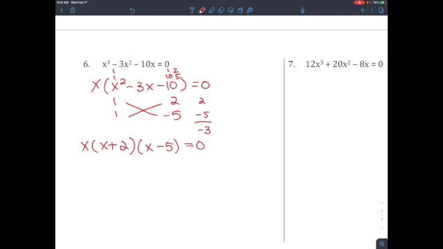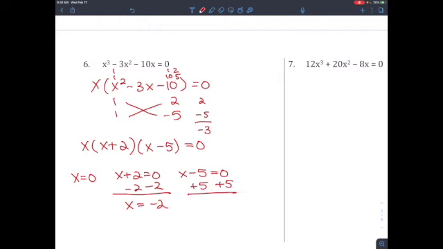And then you have to set up the equation for 3 of them. x equals 0, and x plus 2 equals 0, and x minus 5 equals 0. And then you do minus 2 on both sides, x equals negative 2, and plus 5 on both sides, x equals positive 5. Now also, I want you to have a hint about how many answers you have.